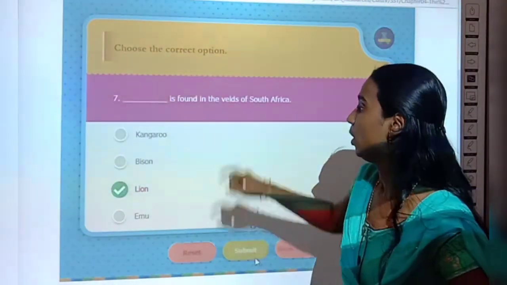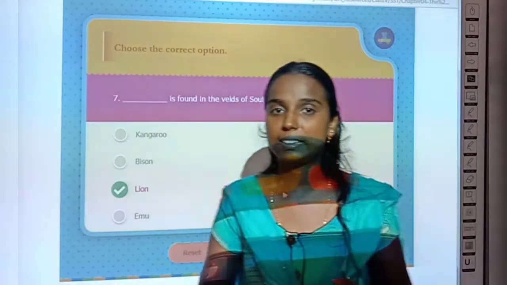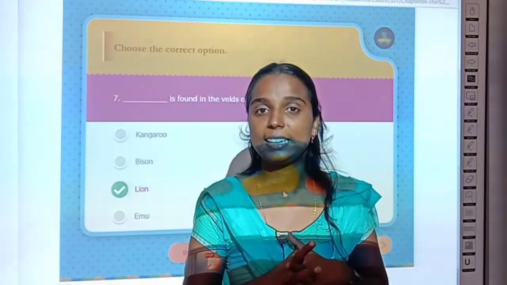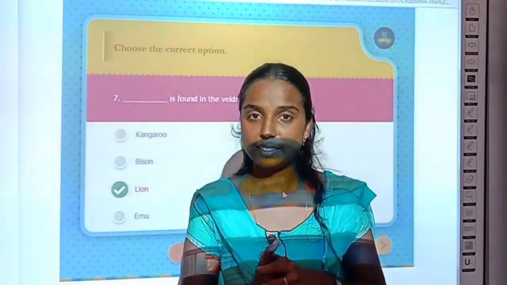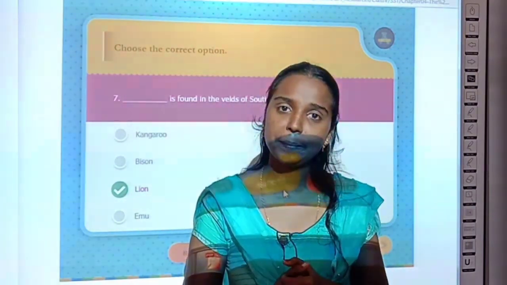Yes, a right answer. Lion is found in the Savannas of South Africa. Very good children. Now, I hope that you got a clear understanding of this temperate zone, right? Now, let us discuss the frigid zone, okay?